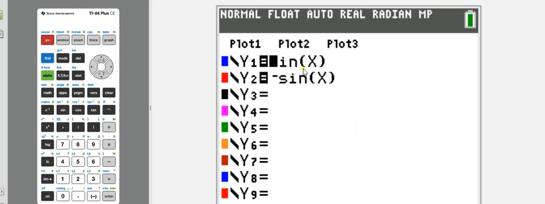Now let's compare sine x with negative sine x. Here the amplitude is 1 because the absolute value of 1 is positive 1. Here, what is A? A is negative 1. However, the amplitude is going to be 1 also because the absolute value of negative 1 is 1. And let's see how these two graphs look.